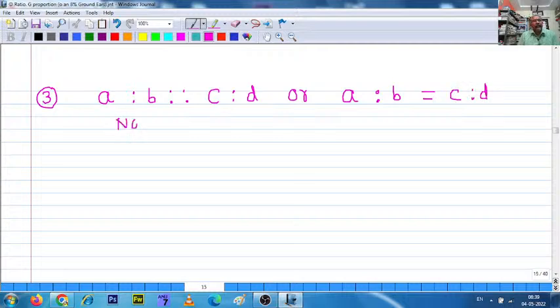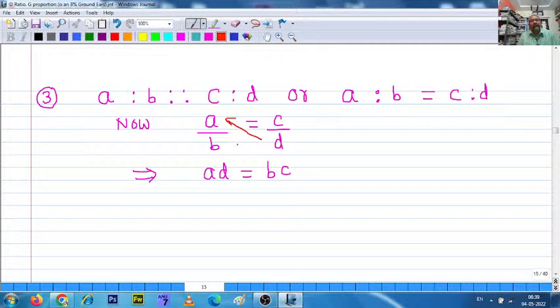So now we can have A by B equal to C by D. By cross multiplication we get, product of extremes is equal to product of means. So we can cross multiply like this, A into D equal to B into C. If you want to find out the fourth proportional, D is equal to BC upon A. So this is nothing but the fourth proportional.